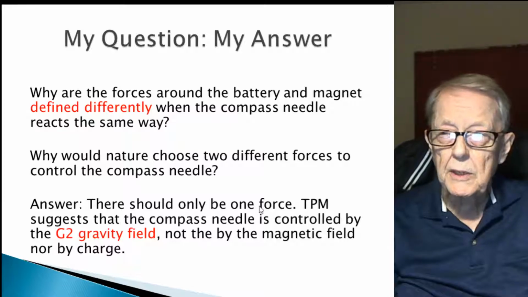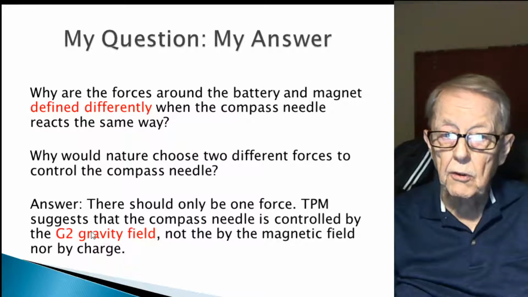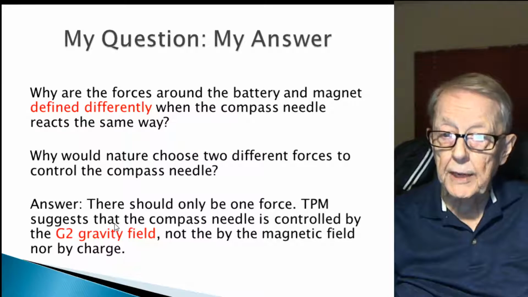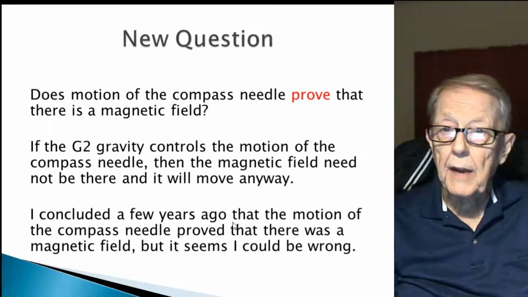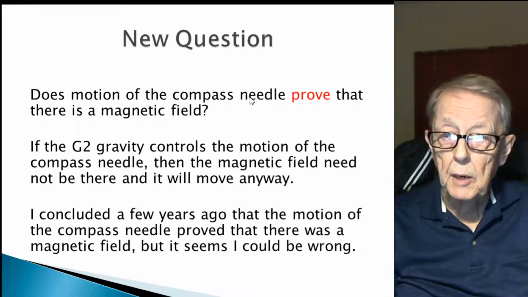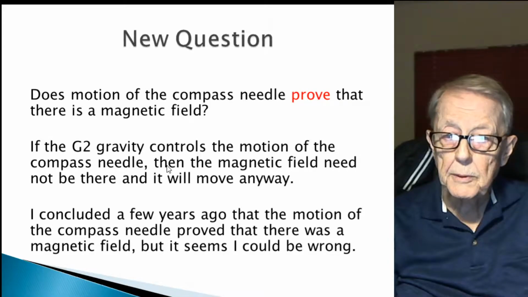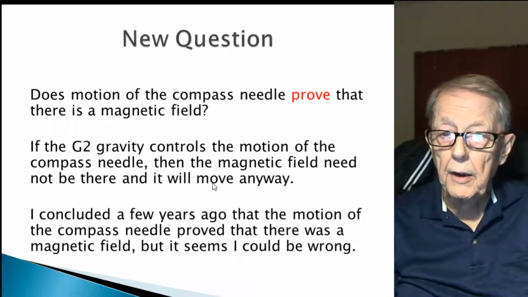My answer was there really should only be one force, and the TPM suggests that the compass needle is controlled by the G2 gravity field, not by the magnetic field, nor by charge. That was my answer. And now we're going to pursue this further. But now I have this new question: does the motion of the compass needle prove that there is a magnetic field? If the G2 gravity controls the motion of the compass needle, then the magnetic field need not be there, and it will move anyway.